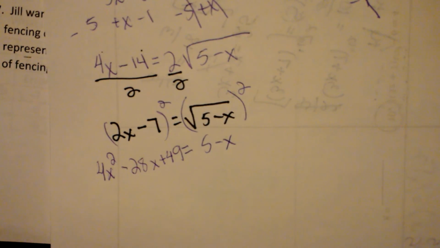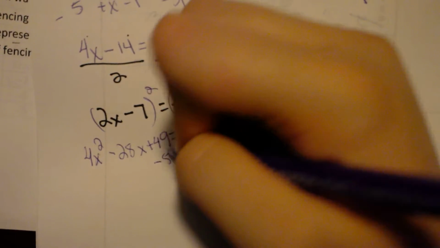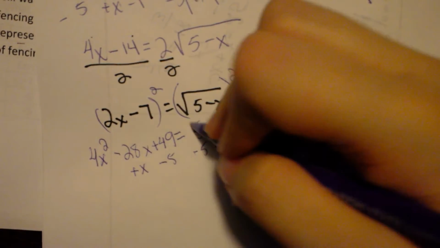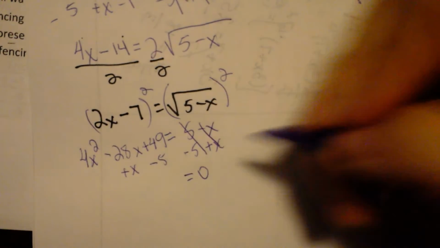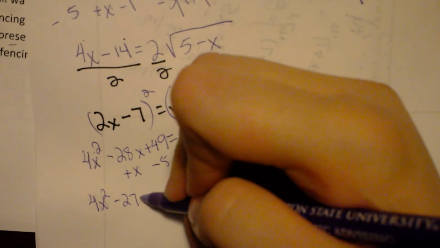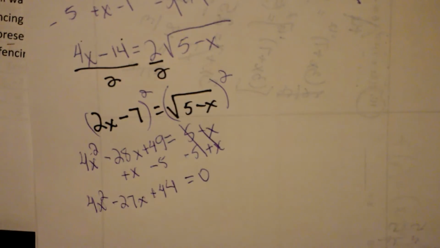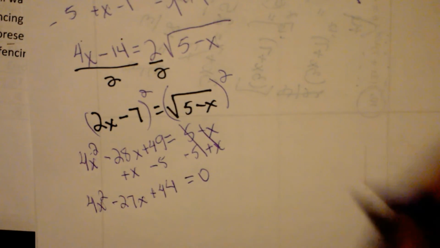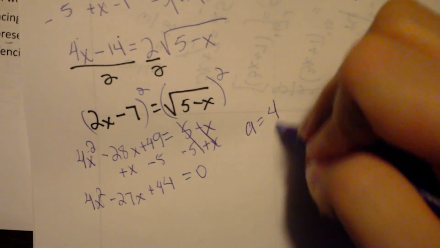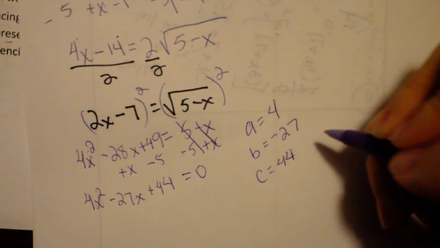So I'm almost done. I'm going to subtract 5, add x, get my right side equal to 0. So I have a quadratic: 4x squared minus 28x plus 44. So from here, I'm going to use the quadratic formula definitely. A equals 4, B equals negative 28, and C equals 44.